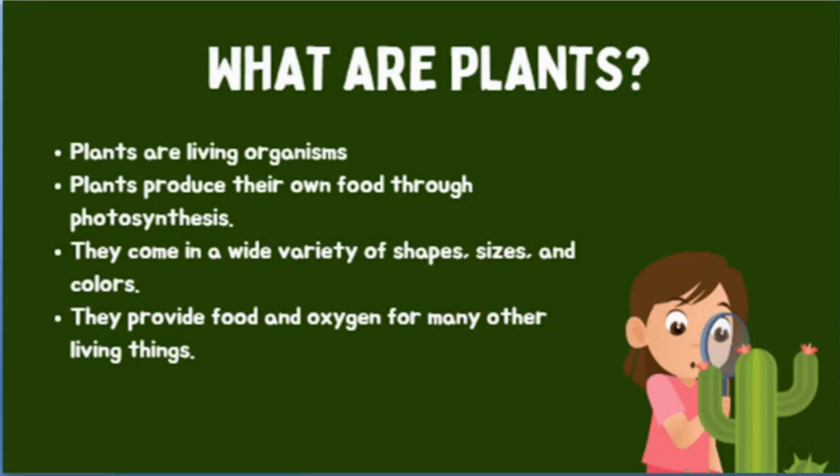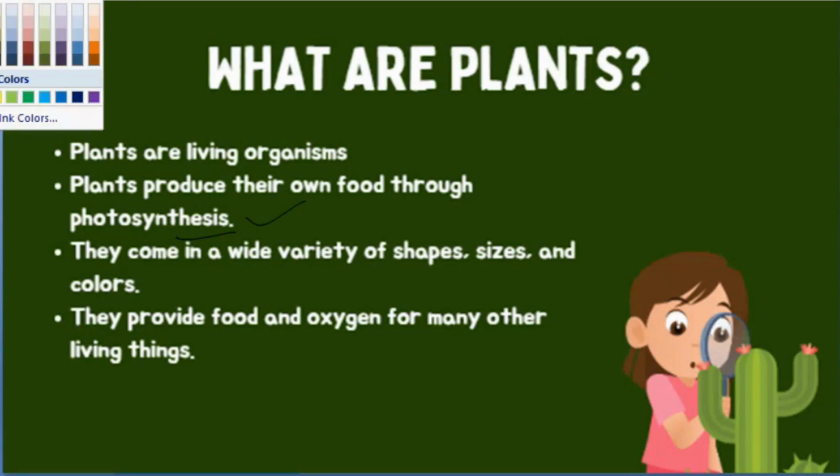They produce their own food. They make their own food with the help of water, sunlight, and carbon dioxide. The carbon dioxide they get from the air. So with all these things, they make their own food. And the process is known as photosynthesis. Okay, so photosynthesis is the process by which plants make their own food.